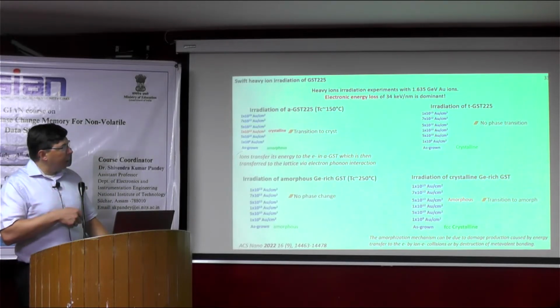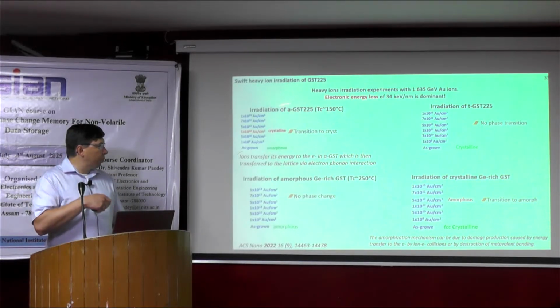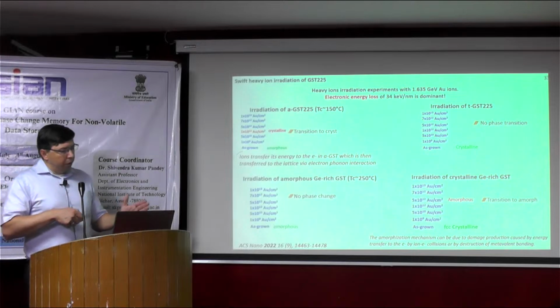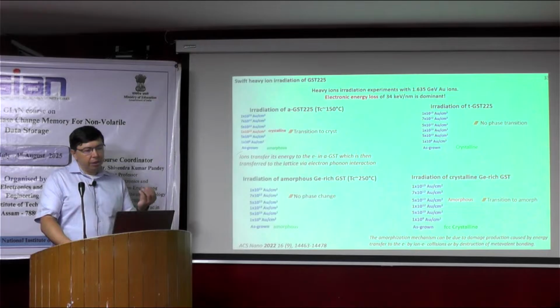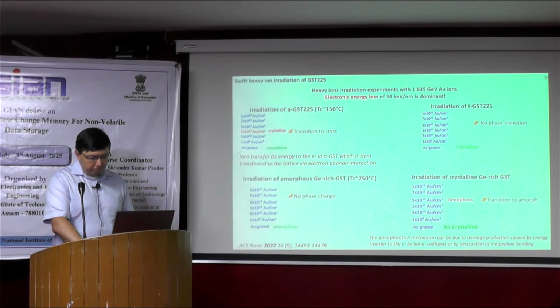So what does this energetic loss do to the structures? Here, if we consider amorphous material, the ion implantation, the ions transfer the energy to the electron system of the GST, and then this energy is transferred to the lattice via electron-phonon interaction, and then the system locally heats up and transforms to the crystalline state. This model is the so-called spike model.